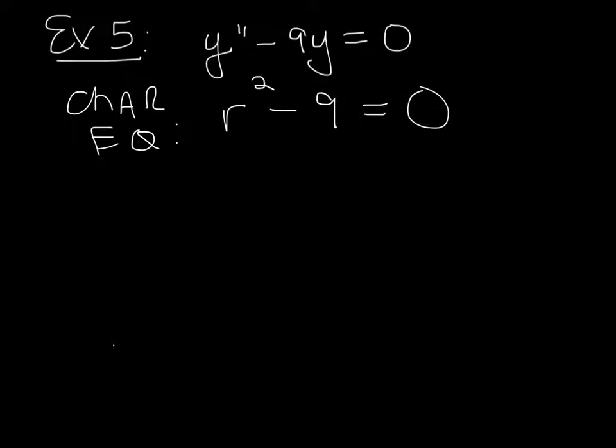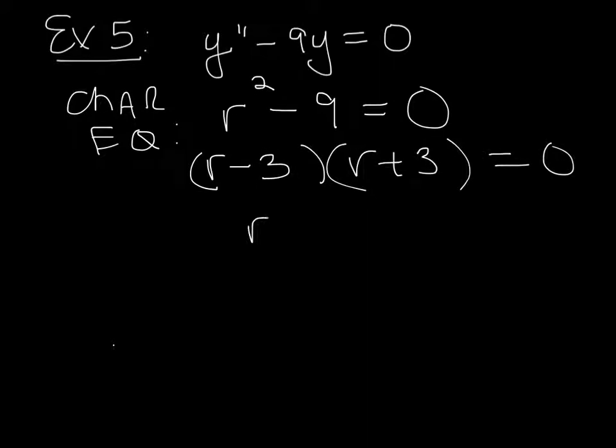So r squared minus 9 is obviously a polynomial expression. There's no GCF, but it has the special factorization, right? It's a difference of two squares, r minus 3, r plus 3. So here r is either plus 3 or minus 3. If you want to label, r1 is going to be 3 and r2 is going to be negative 3. Okay, so let's write our solution.